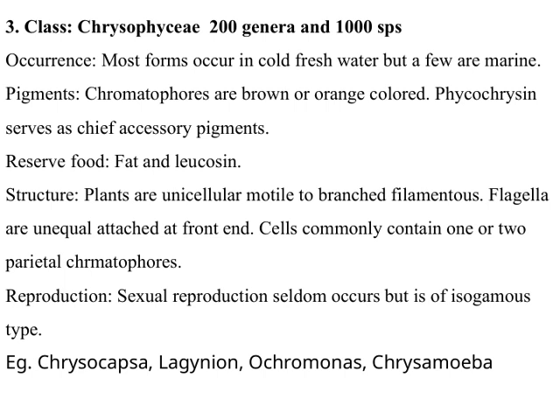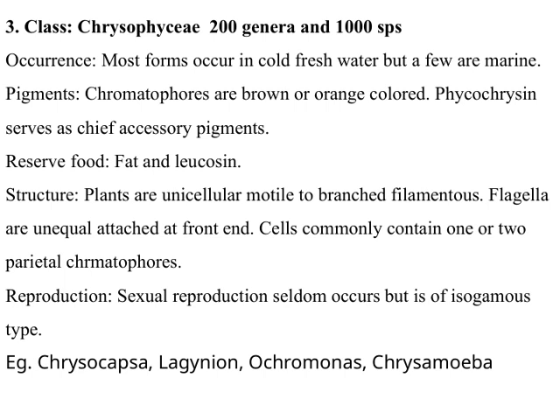Structurally, these organisms are quite diverse. They can be unicellular and motile, or they can form branched filamentous structures. They have flagella that are unequal in length and are attached at the front end, which helps in movement. Typically, their cells contain one or two parietal chromatophores positioned along the cell wall.